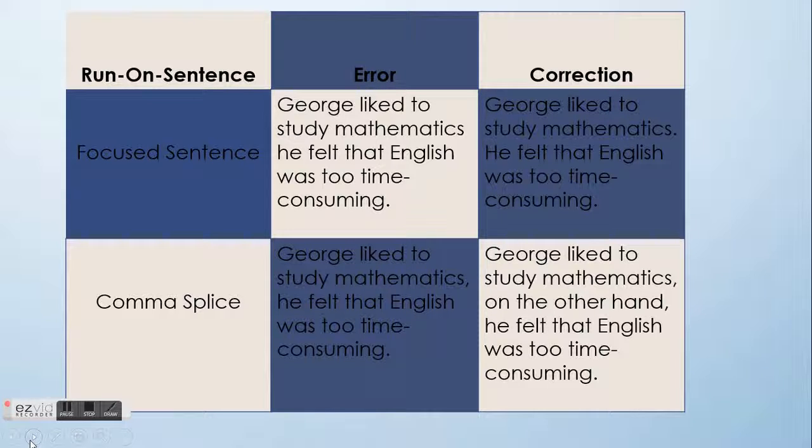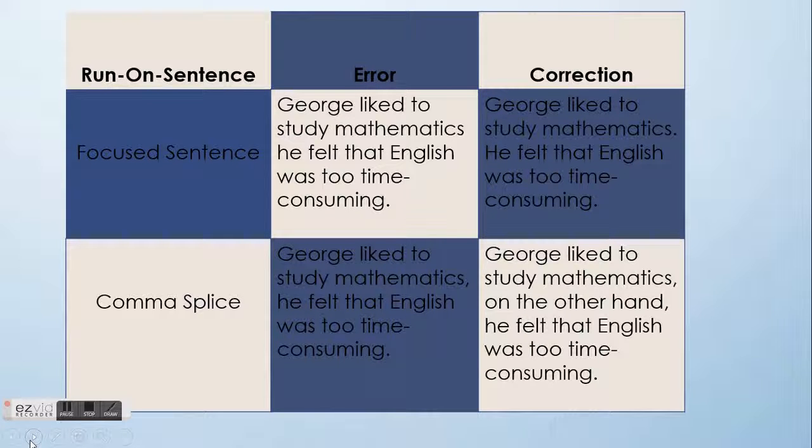So the correction, we have George liked to study mathematics, period, one complete idea. He felt that English was too time consuming, period. As you can see, the period makes both of these ideas stand alone by themselves, due to the fact that there is enough for them to be a complete sentence by themselves.